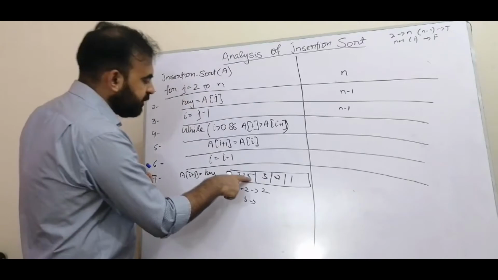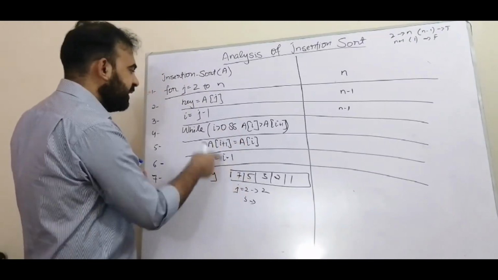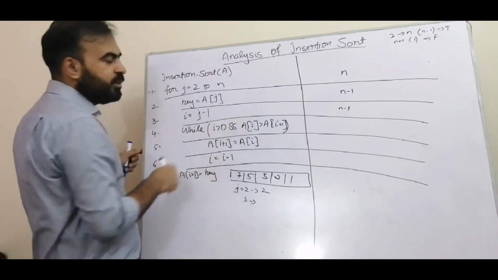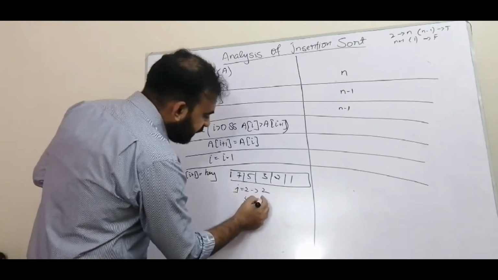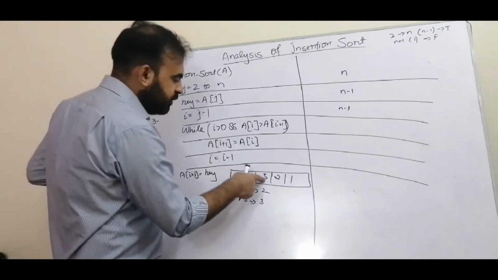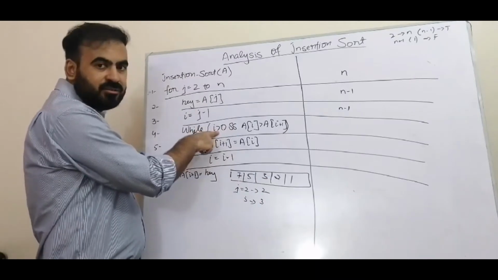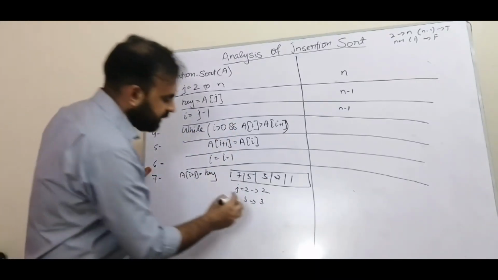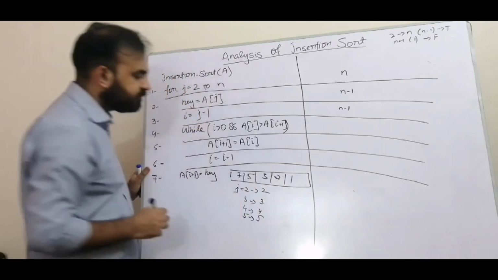How 2 times? First 5 will be compared with 7, and then it will check previous element. i will become minus 1, but the instruction will execute 2 times. 1 time it will be true, 1 time it will be false. For 3, it will be executed 3 times. Again, 2 times it will be true, when 3 will be compared with 5 and 7. And finally, when i will become minus 1, it will check the third time when the instruction will be false. So for 4, it is 4, and for 5, it is 5.